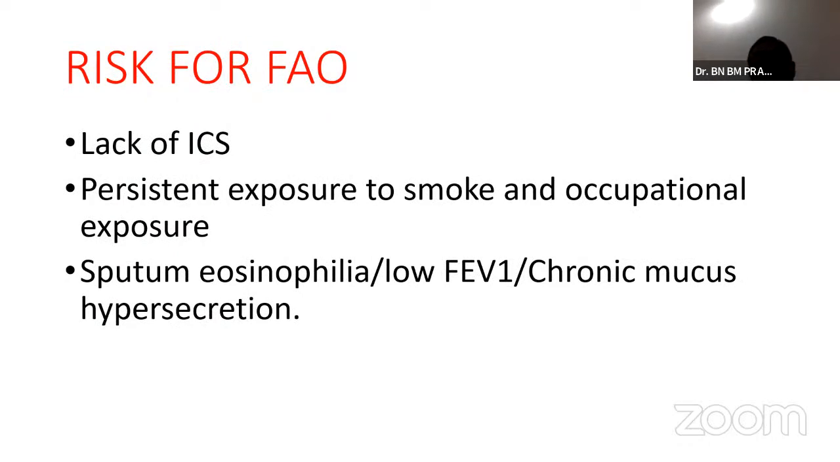Those who have persistent exposure and persistent eosinophilia, who are not adequately using the ICS, can develop fixed airway obstruction. And these are the cases who behave like chronic bronchitis. And this obstruction is irreversible. And it can progress also. And it can lead to pulmonary hypertension, cor pulmonale. So we should avoid this fixed airway obstruction. Next slide, please.